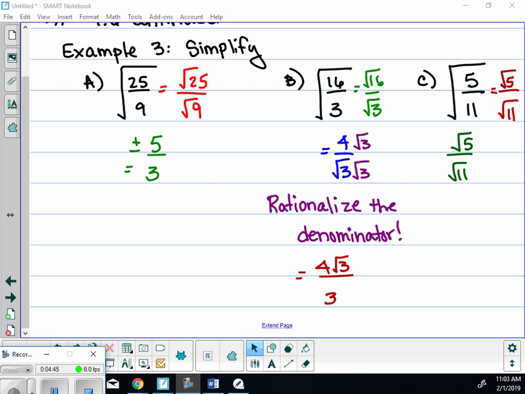I have to rationalize that, so I will multiply top and bottom by square root of 11. So on the top, multiply your numbers together. 5 times 11 is 55. So we end up with the square root of 55 over 11. And we cannot take the 55 divided by the 11. The 55 is inside a square root. The 11 is not. Leave it as the square root of 55 over 11.